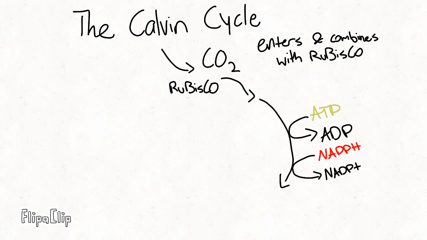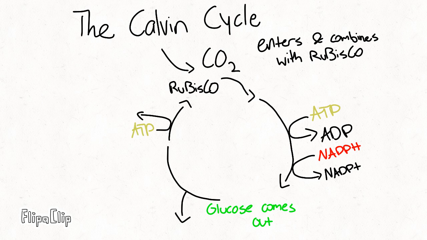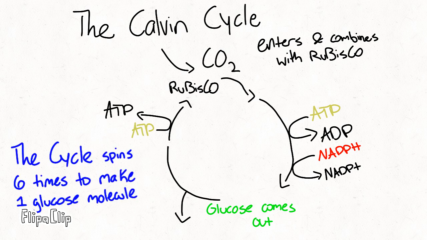ATP and NADPH are used to make G3P. One glucose molecule is made and the cycle starts again. ATP is then used to make RuBP to start the cycle again.